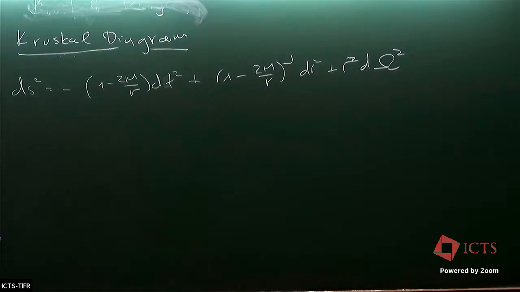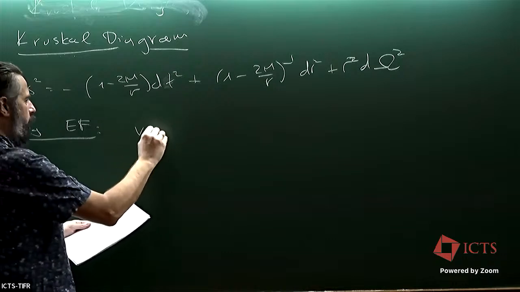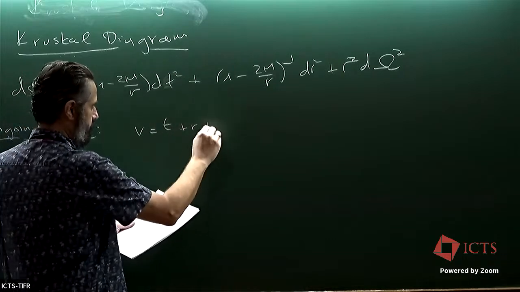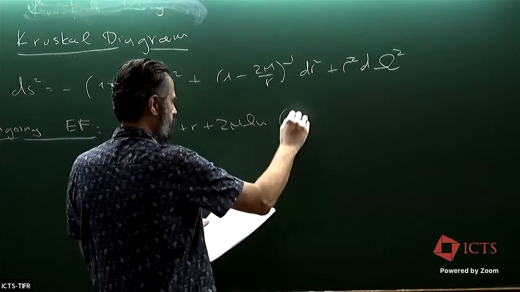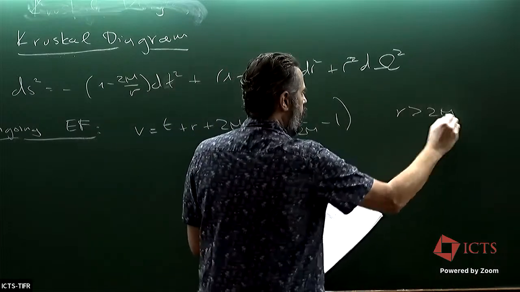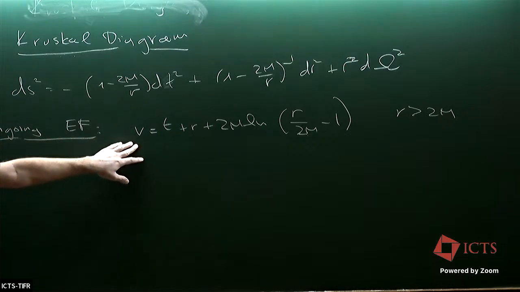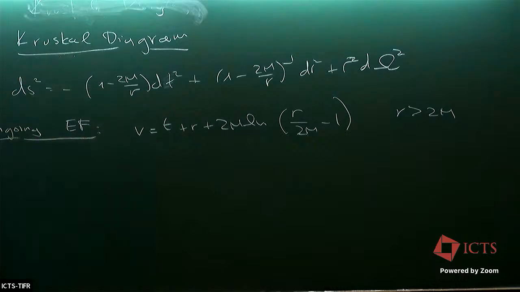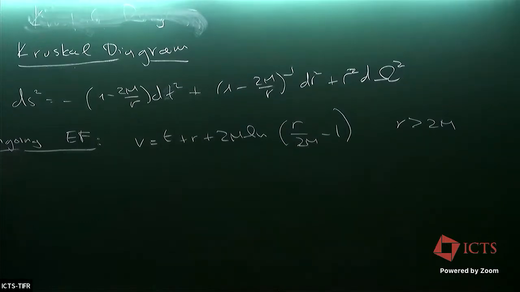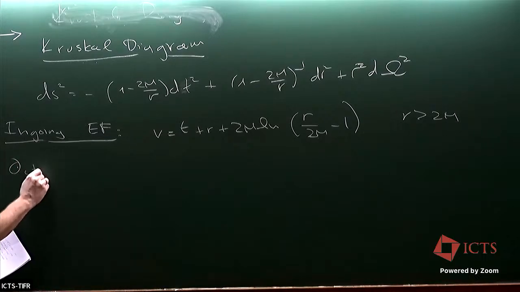So you've probably all seen ingoing Eddington-Finkelstein coordinates, where we introduce this v, right? So we introduce v, which is a null coordinate. That means that when v is constant, we're looking at the paths of null ingoing rays, null hypersurfaces, which are ingoing light rays, right?